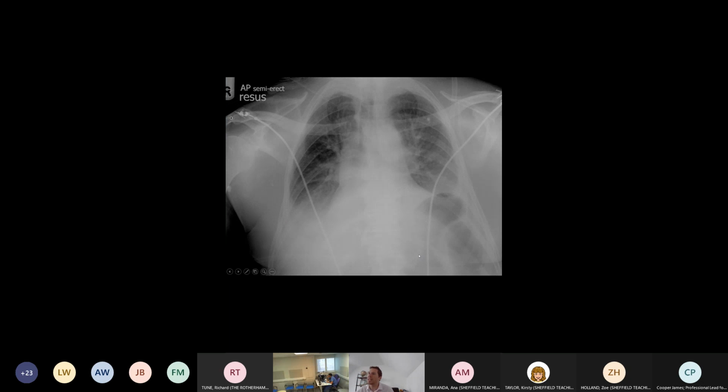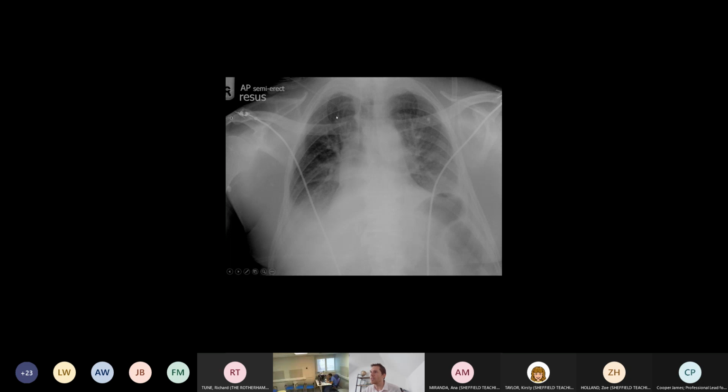Just bear in mind, I'm showing you the classic appearances today. Sometimes you only get one or two of these four, sometimes you get all four. The more you have, the more confident you can be in saying that that's heart failure as opposed to something else.